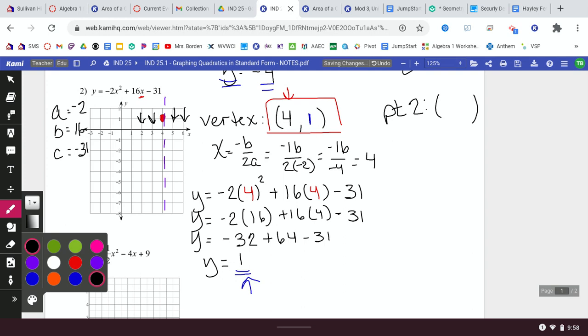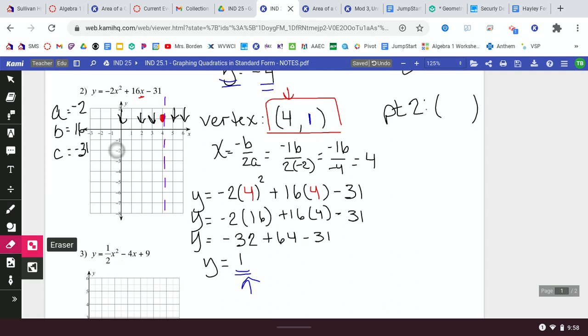But you really don't want to get much further away from your axis of symmetry, because you saw what happened when I tried to pick 0. I ended up way down here off my graph. So you want to pick something closer to your axis of symmetry. So I'm going to pick a positive 3 for my x, right?